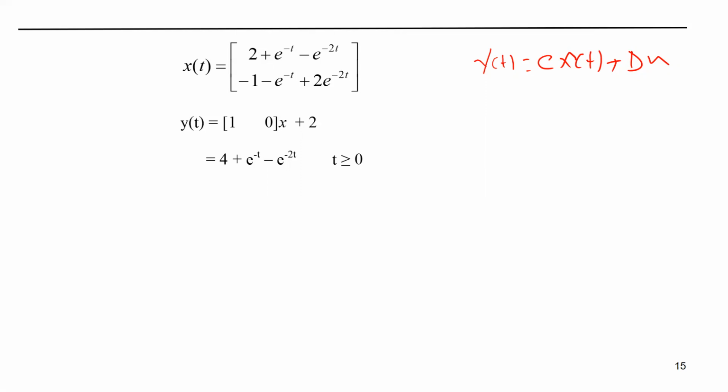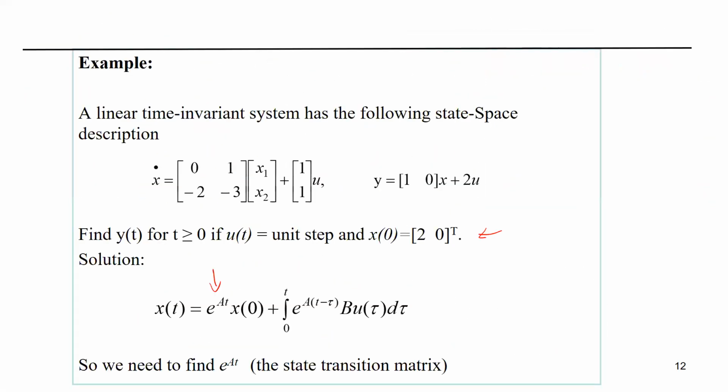Doctor, the C matrix and the D matrix, how do we get them? They are given to you. Look, this is the question. A linear time invariant system has the following state space representation. This is the system. So this is your A matrix, and this is B, this is C, and this is D.